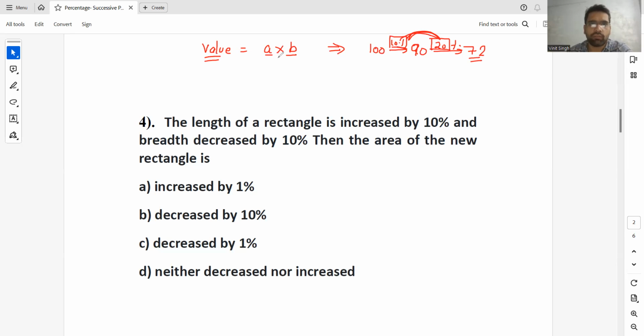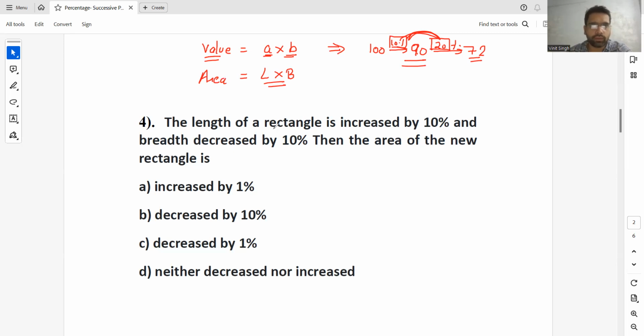Yes, the value is given in the form of A into B, like area given in the form of length into breadth. In this case, we also apply the successive percentage formula. Also, when two values are changing, we will apply the successive percentage formula.